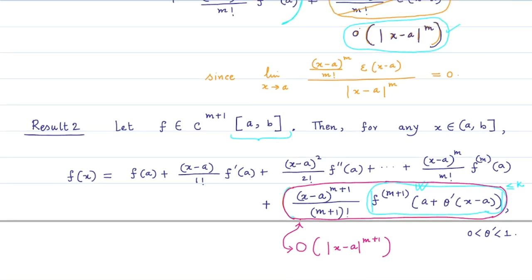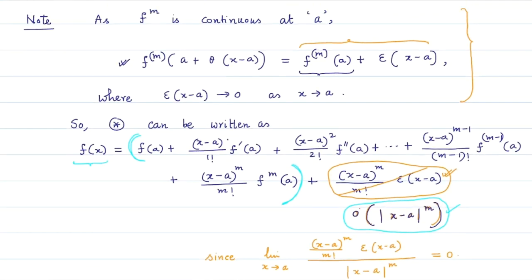So while using Taylor's polynomial approximation, that is this expression, for a function f that is m+1 times continuously differentiable, we need to add a term that is big O of |x − a|^(m+1). But when the function f is only m times continuously differentiable, then we need to add a small o of |x − a|^m together with this polynomial approximation of the function f(x).